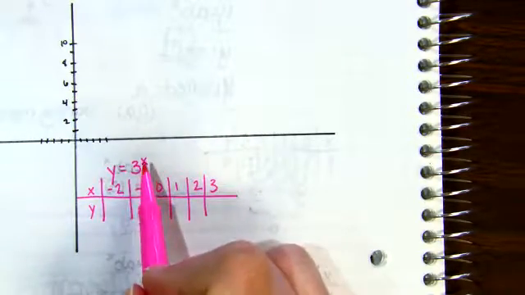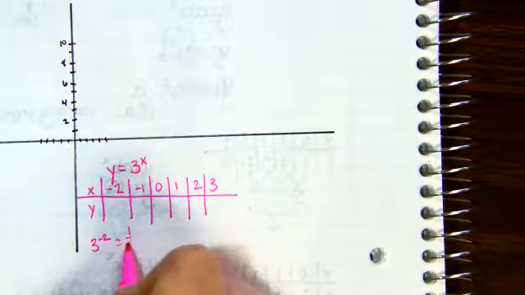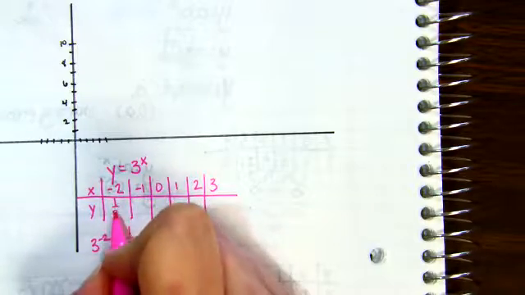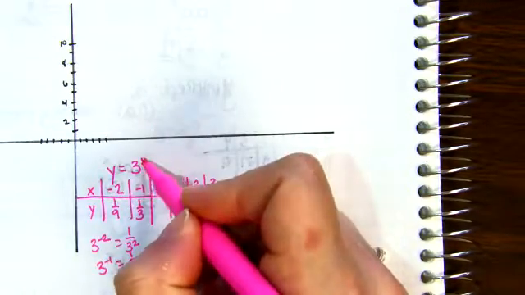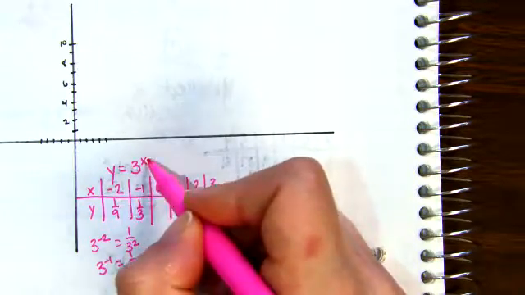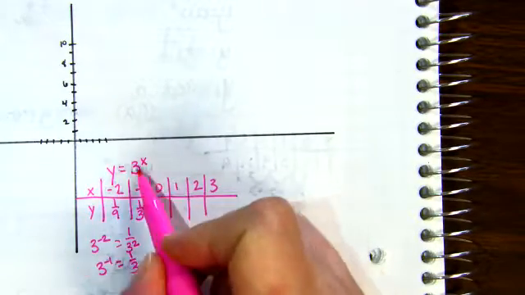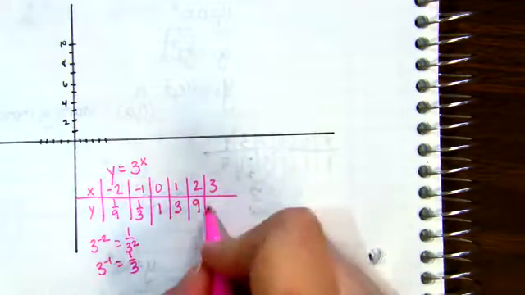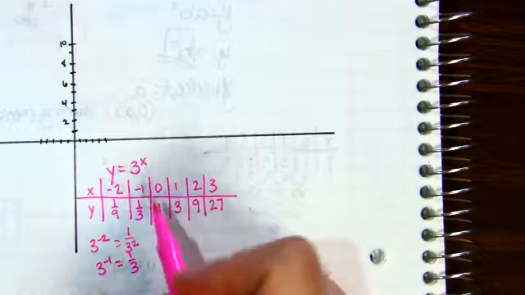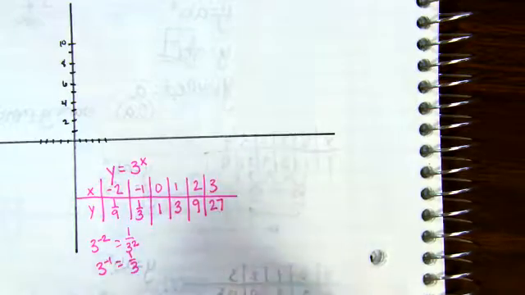graph looks like. When I put in -2 for x, that's 3 to the -2 power, or 1 over 3 squared, which is 1 over 9. If I put in -1, that's 3 to the -1 power, which is 1/3. 0 would be y equals 3 to the 0, which is 1. Anything to the 0 power is 1. If I put in 1, I get 3 to the first power, which is 3. 2 is 3 squared, which is 9. 3 is 3 cubed, which is 27. So you can see I'm multiplying by 3 every time, even to go from 1/9 to 1/3, 1/3 to 1. Every time I'm multiplying by a third.